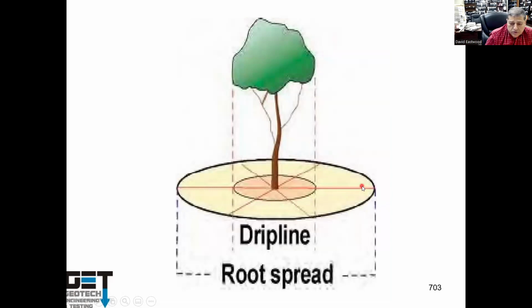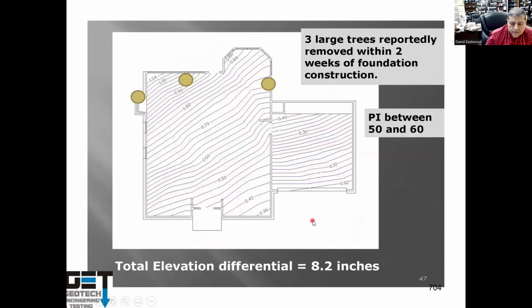So the tree root systems extend past the drip line. When you cut at the drip line, it's going to try to restrict the root system, but the root system still expands past the root drip line. This is a house in Austin. Been around for a long time. The soil had a PI between 50 and 60. They cut 3 trees in the backyard. Within 2 weeks, the soil rehydrated and heaved up about 8.2 inches. Significantly heaved up to rehydrate.